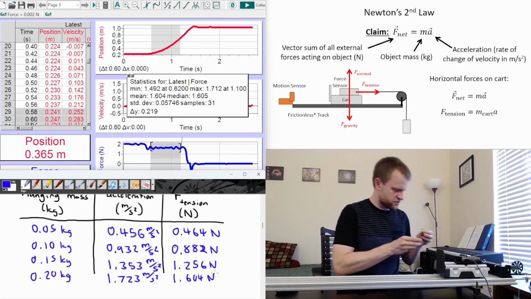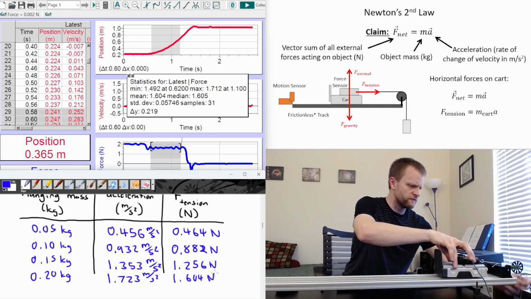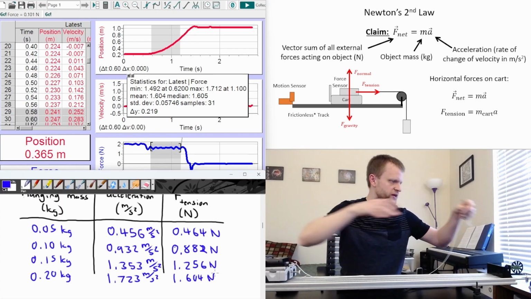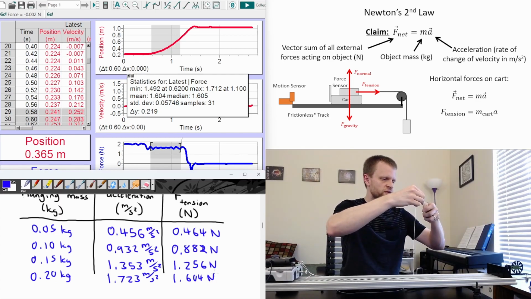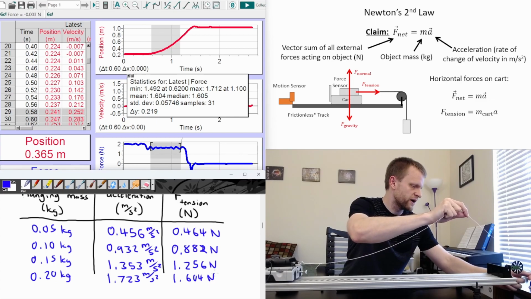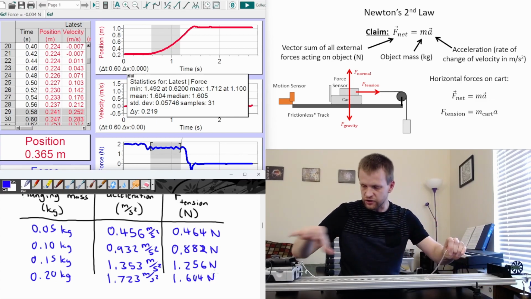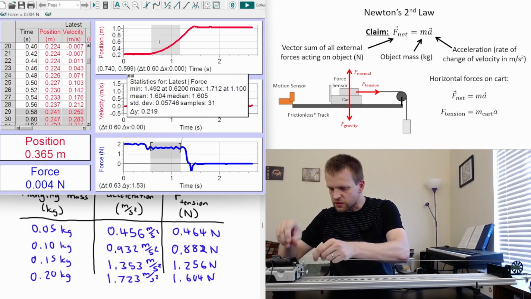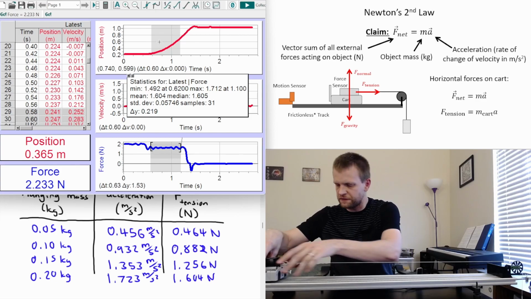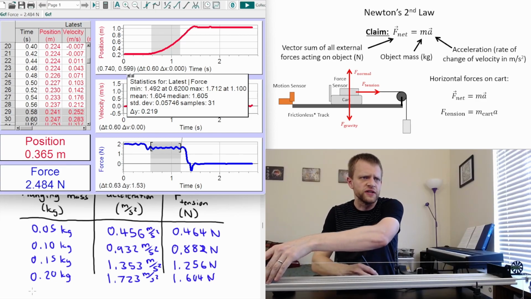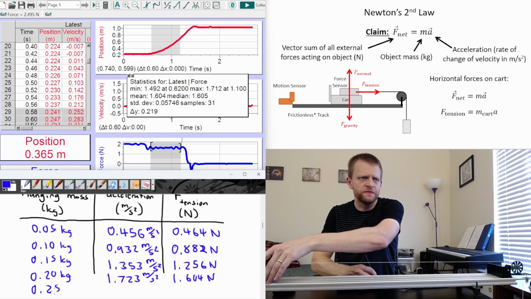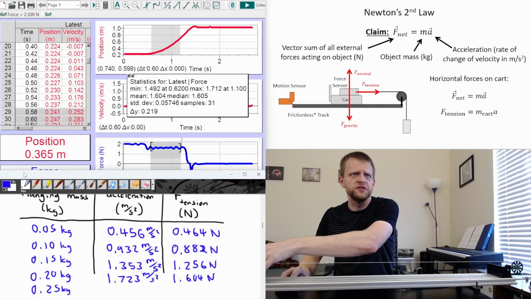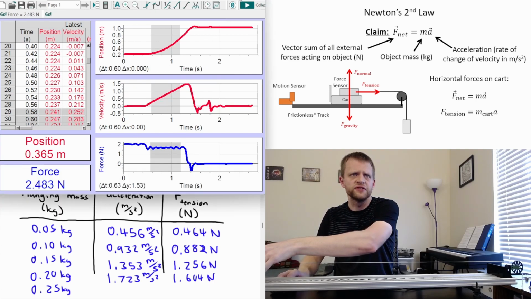Try to get at least 5 data points. I might even do another very low mass case just to make sure we're getting as wide of a range of data as we can. So we're not mistaking one pattern for another by only looking at a narrow data span. Attach this. So this is now 250 grams attached to this, so 0.25 kilograms. And let's see what we get for this next data run.